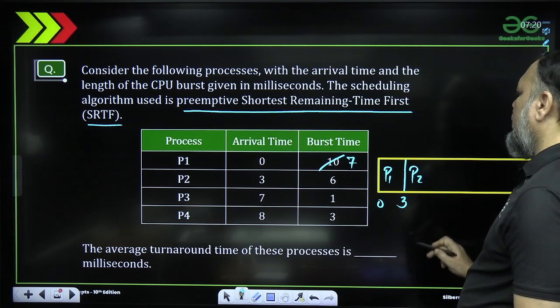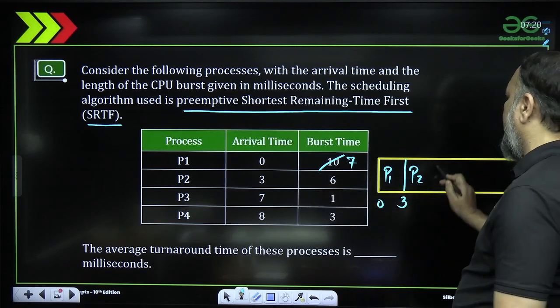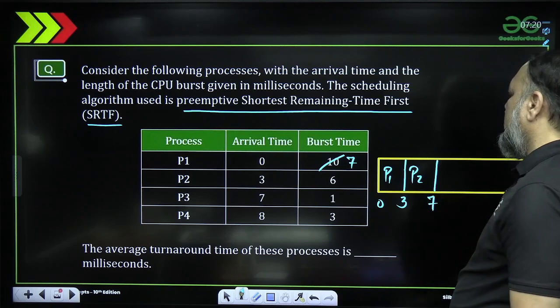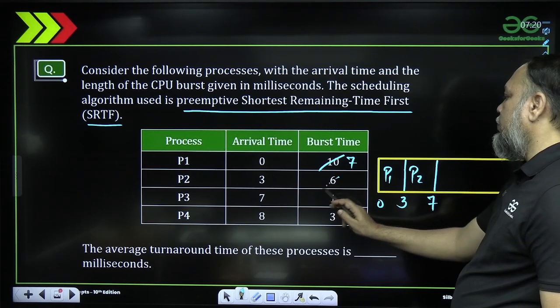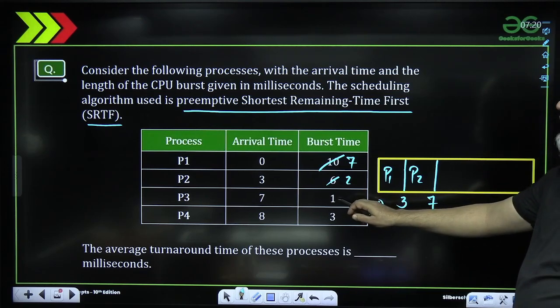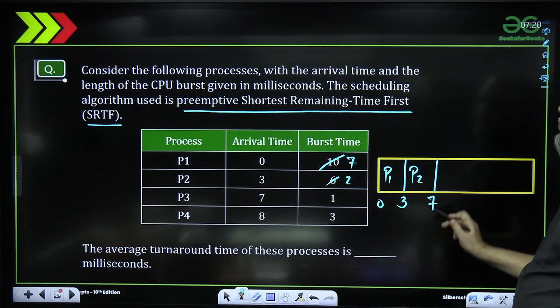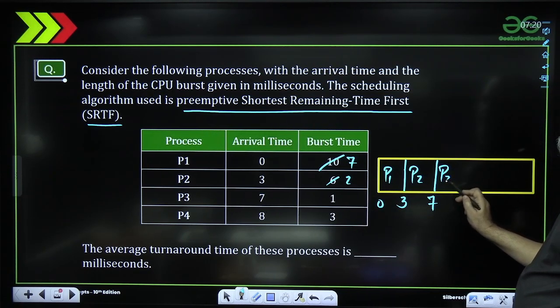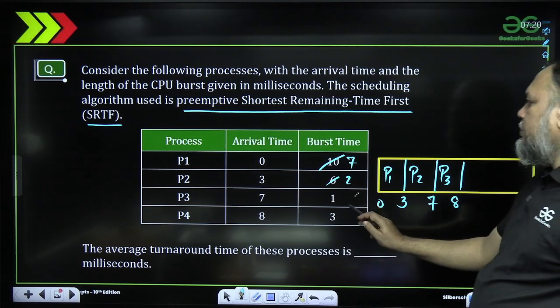How long is P2 going to run? P2 is going to run from 3 to 7, the next arrival, and by this it has run 4 units. So its balance is 2. And the new process at time 7 has a burst time of 1, which is less than 2. So therefore preempt in favor of P3. P3 has a burst time of only 1 unit. It completes at time 8. So P3 is over.